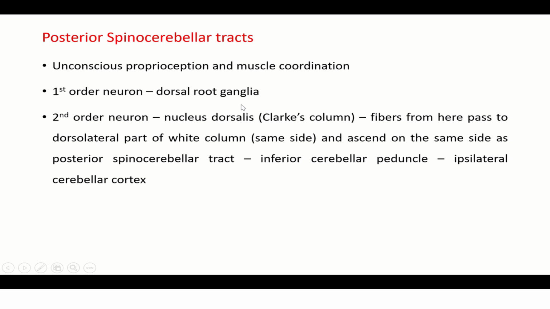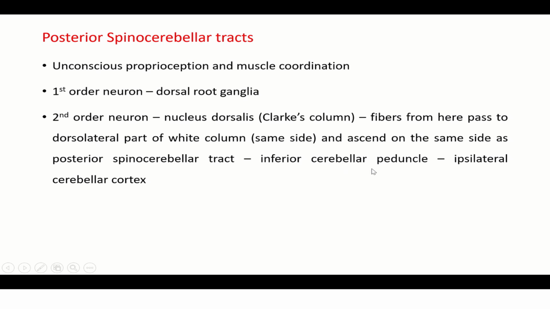The first order neurons are the dorsal root ganglia. Second order neurons: the axons which come from the dorsal root ganglia enter into the spinal cord and reach the nucleus dorsalis or Clarke's column. From here the second order neurons pass to the dorsolateral part of the white column on the same side and ascend on the same side as the posterior spinocerebellar tract.